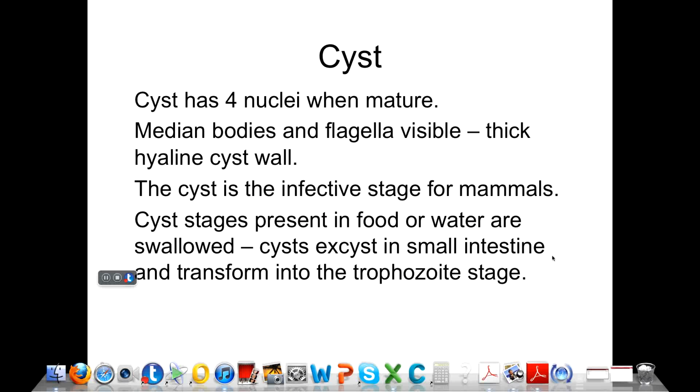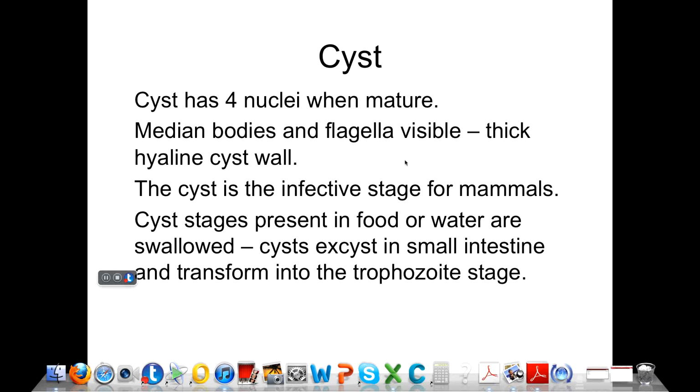The previous picture that I showed of a cyst had 2 nuclei, but as the cyst develops in the environment within the cyst wall, eventually it will develop 4 nuclei when it's completely mature. The median bodies and the flagella are very often visible in a stained specimen, and there's always a thick, usually hyaline, it looks sort of transparent, cyst wall. The previous picture that I showed you didn't necessarily show that attribute, but other figures that you'll see a little later will.